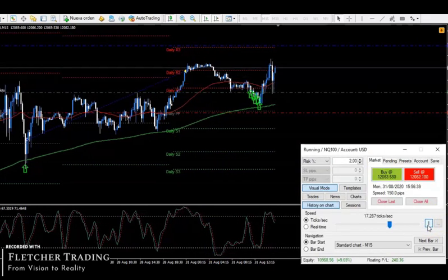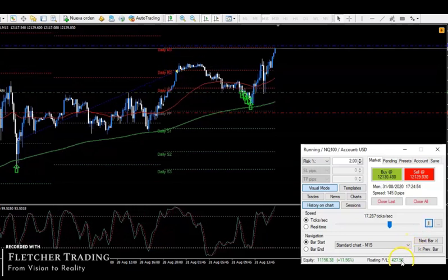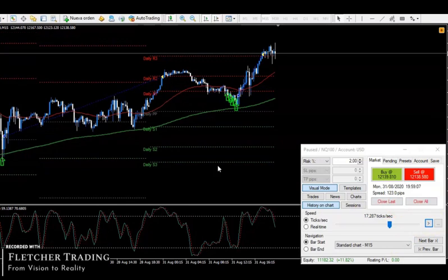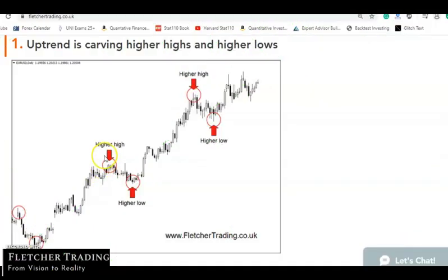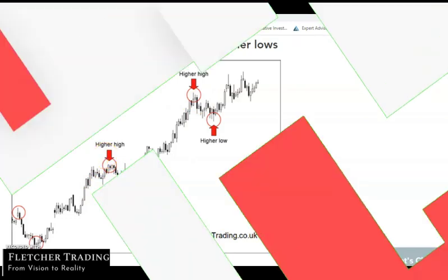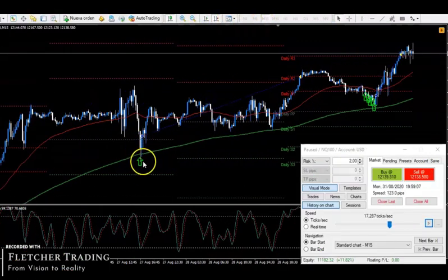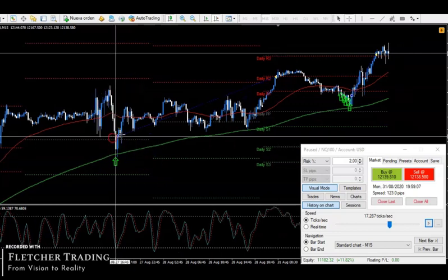Okay, price is moving up. We're up around £300 now, and we're out of the trade, just like that. Again, if we take a look at what we define as an uptrend, we're looking for higher highs and higher lows, and then we're going to be looking to buy these higher lows. And that's exactly what we're doing here. We're just waiting for price to come down. We're getting the signal from the Elder algorithm telling us that price is oversold, and then we're looking to buy these points.